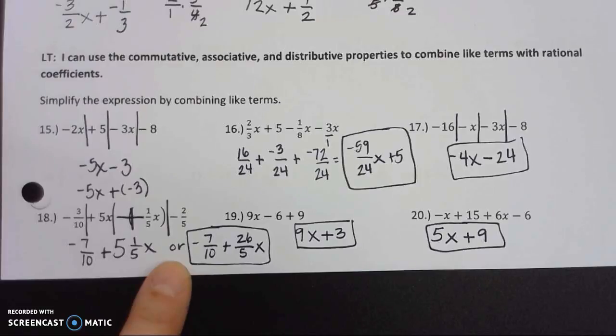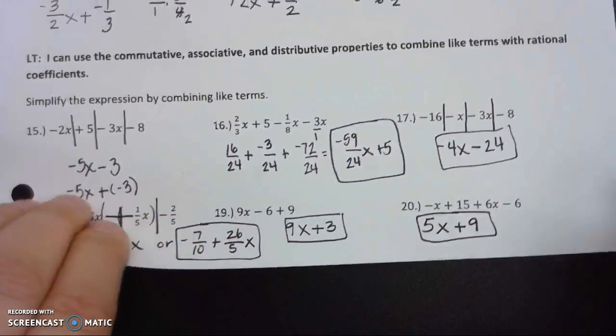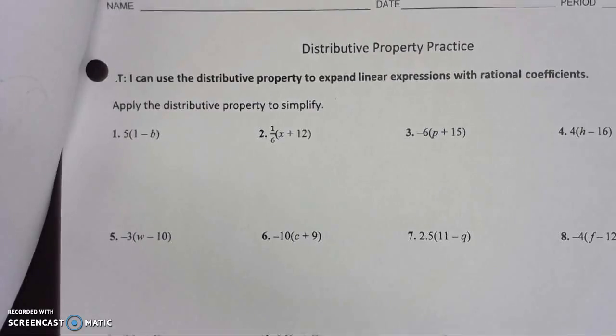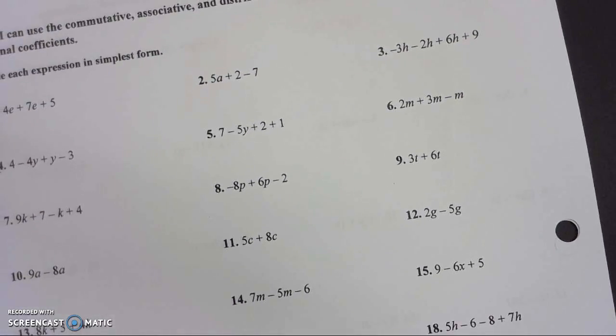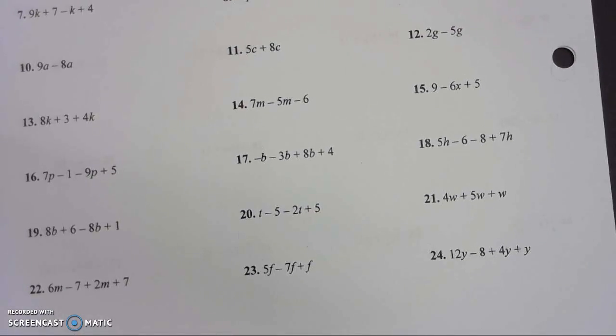So if you need to go back through and review this video, you can, but the practice that you need to start working on would be the distributive property practice. So you've got 1 through 20 is distributive property. You have some fractions on there too. And then you have some practice with your combining like terms on the back. These are all whole numbers and integers, so you should not need a calculator for any of these.